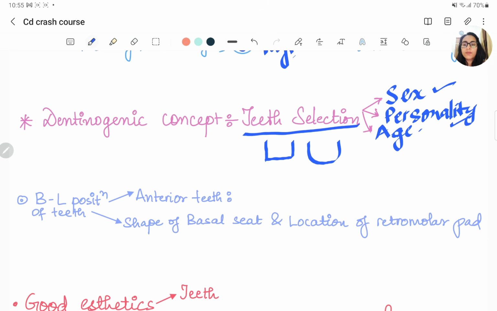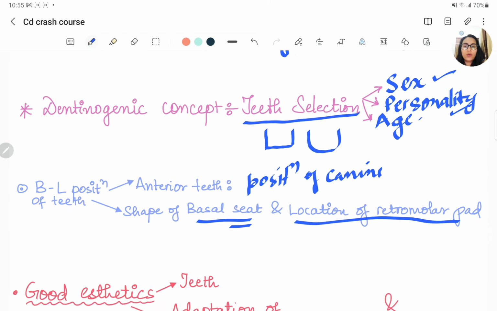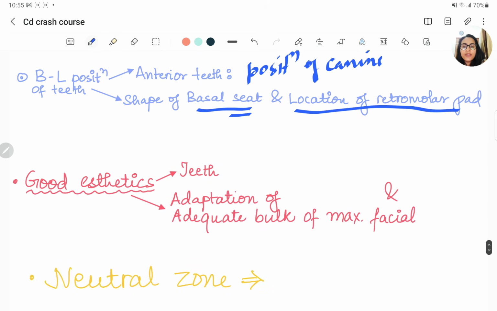Buccolingual position of the teeth: anterior teeth are determined by the position of the canine. How are we going to determine the buccolingual position? For the anterior teeth, from the position of the canine, and posteriorly from the shape of the basal seat area and the location of the retromolar pad. When we say good aesthetics, how do we achieve good aesthetics in a denture? Via teeth selection and arrangement of the teeth.